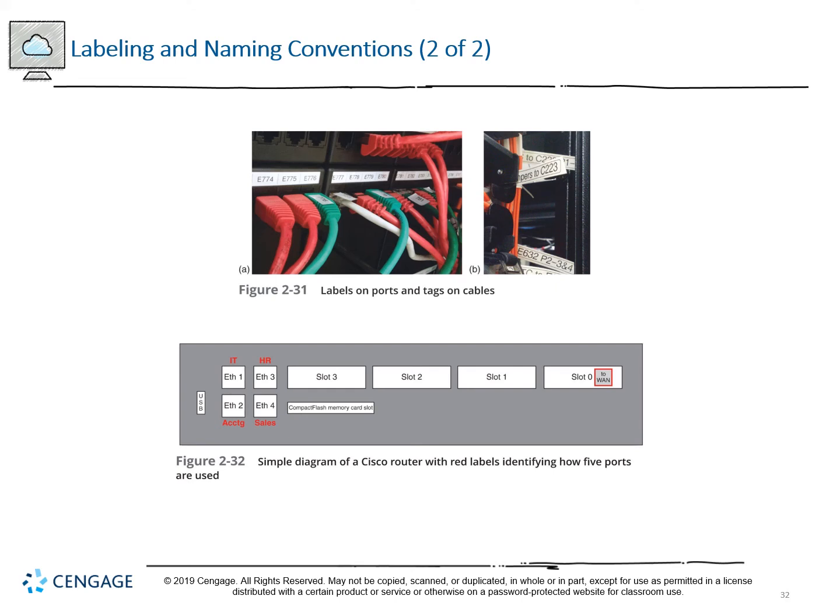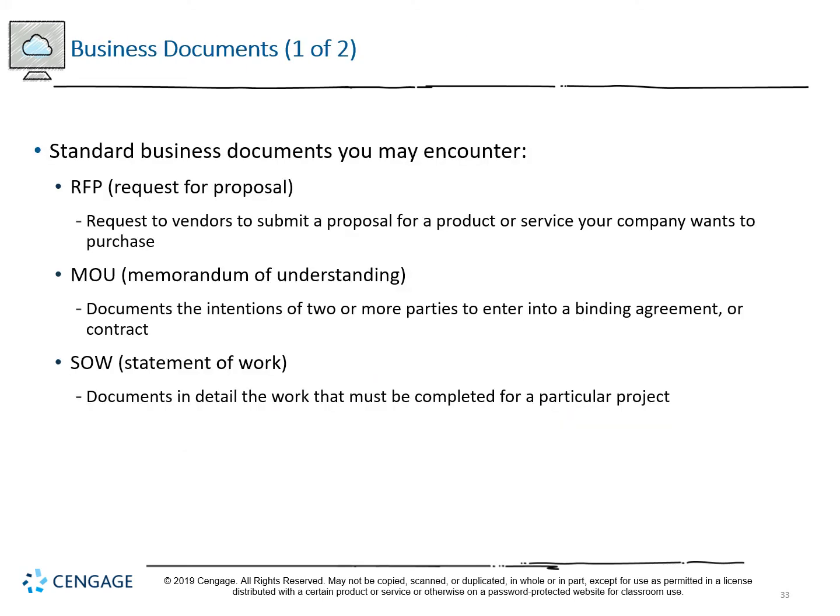If we look at figure 232, we see a diagram of a router with red labels identifying how the ports are used. So we can see slot 0, the EWIC slot there, is going to a WAN connection, so that's probably the gigabit interface. And then we can see the Ethernet connections for 1 through 4, where they connect to various departments.